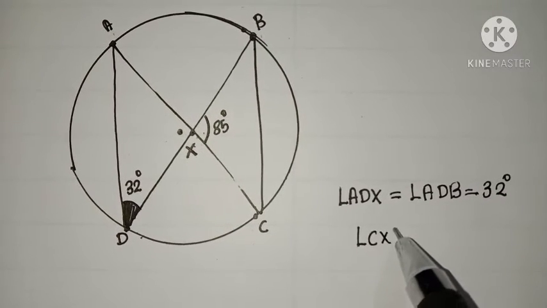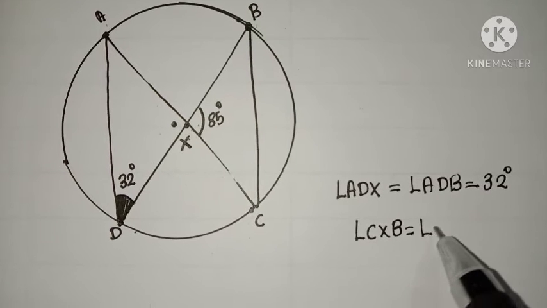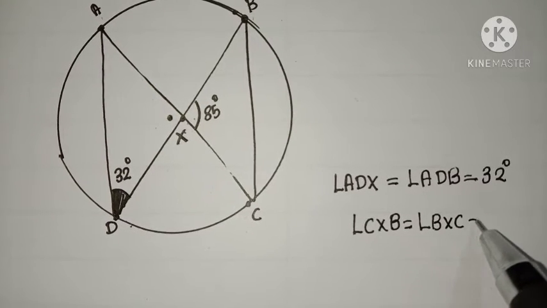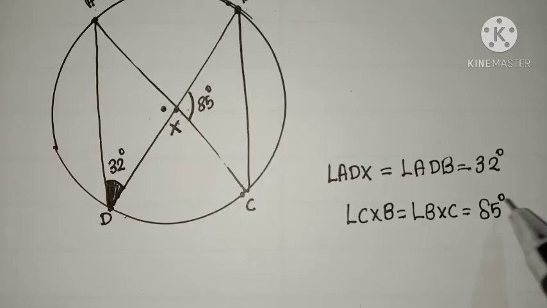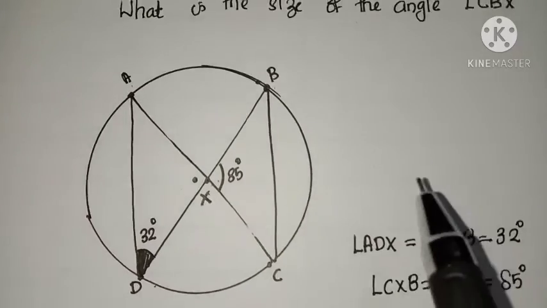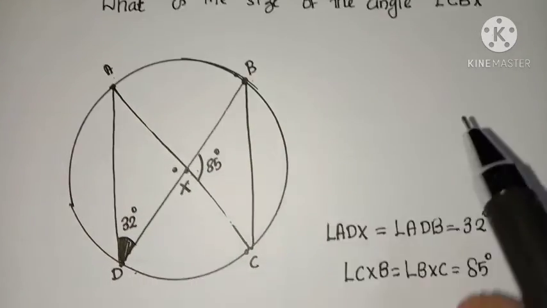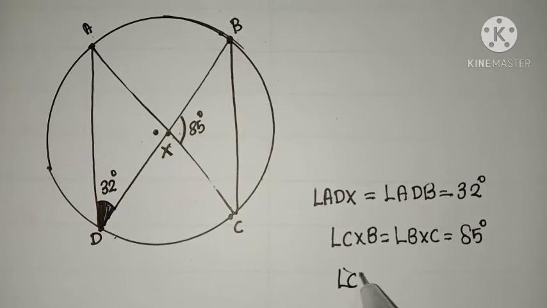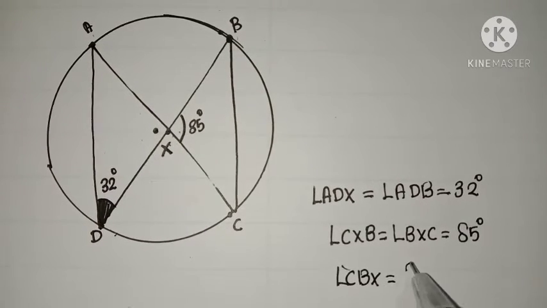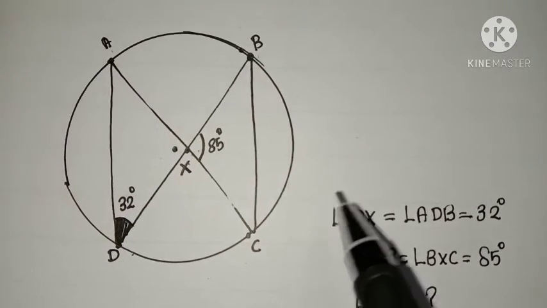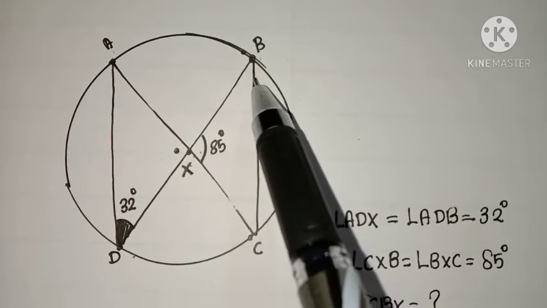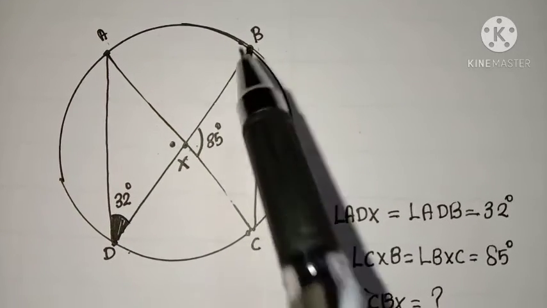Angle CXB or BXC is equal to 85 degrees. So our question is, what is the size of the angle CBX? Angle CBX we want to find. So angle CBX means this is the angle. This angle we want to find.